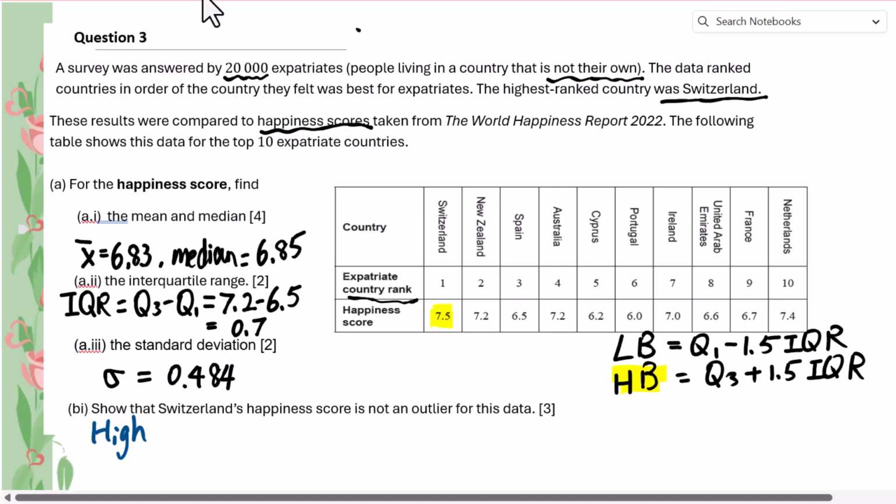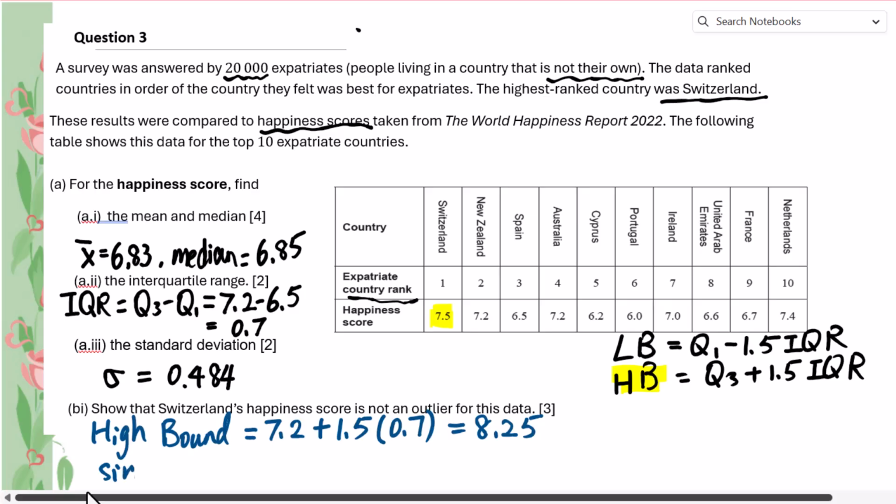So for higher bound of the data equals Q3 is 7.2 plus 1.5 times IQR is 0.7 equals 8.25. Since 7.5 is less than 8.25, 7.5 is not an outlier for this data.